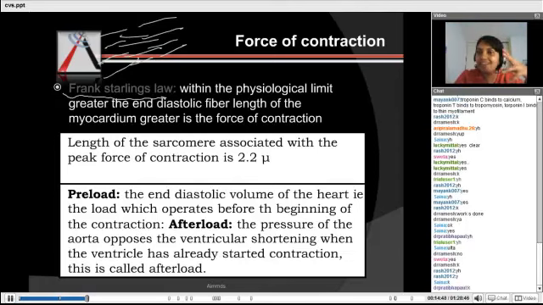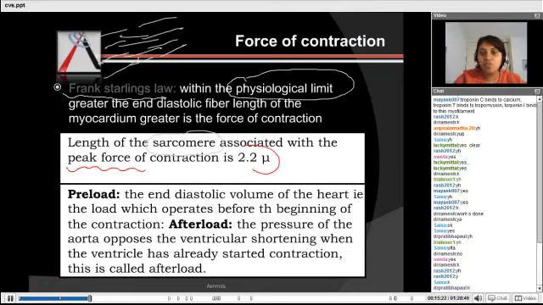Okay, but there is a limit. We cannot stretch it apart too much, isn't it? It will tear off. We can only stretch it apart till we have the myosin. We cannot stretch it beyond that. Before contraction, if we are trying to stretch it, we have a limit. That is why we have this particular word here, physiological limit. So all this works within a physiological limit. The sarcomere is the unit of a muscle cell. The length of the sarcomere that is associated with peak force of contraction is 2.2 microns. Clear?